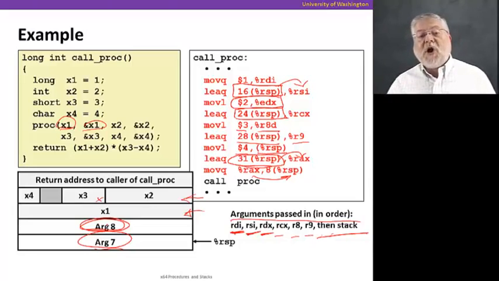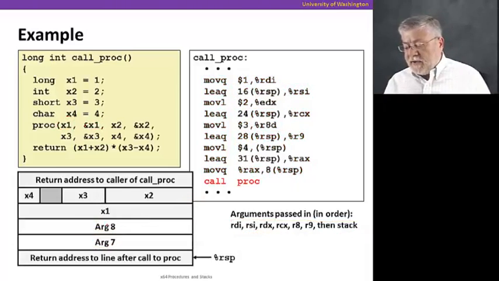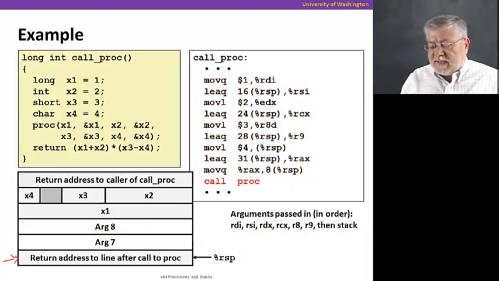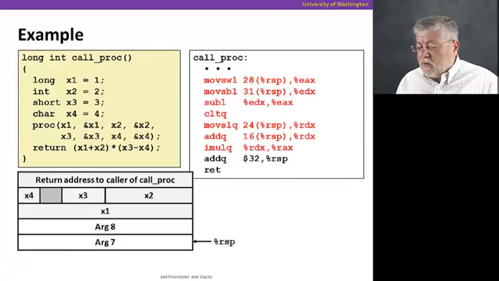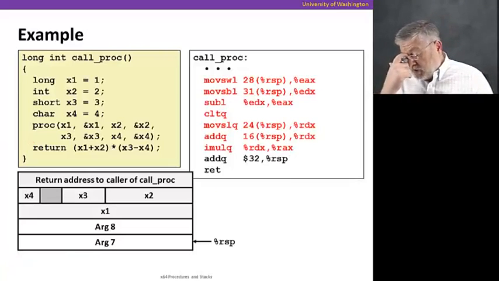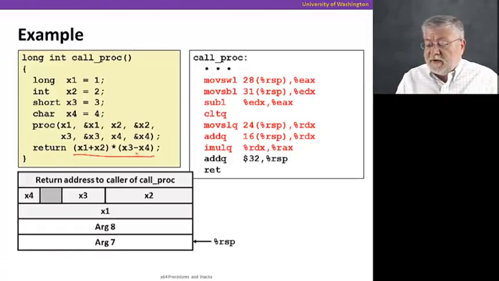Okay, so now we've set up all 8 arguments, 6 in registers, 2 on the stack, and we're ready to call proc. At this point, of course, a new return address gets pushed onto the stack. That will help us come back to this point in this procedure after we're done with the proc call. Okay, once that's completed, we will be back here and now have to do that computation to figure out the return value. So how do we do that computation?